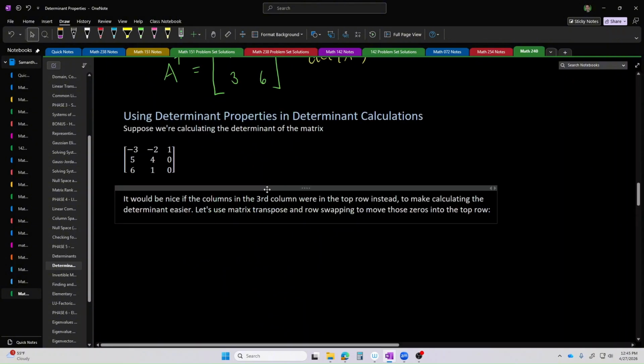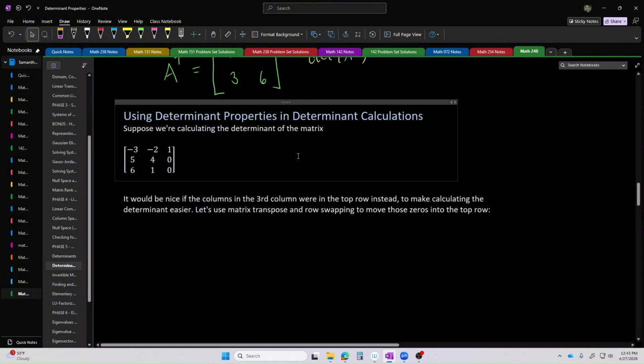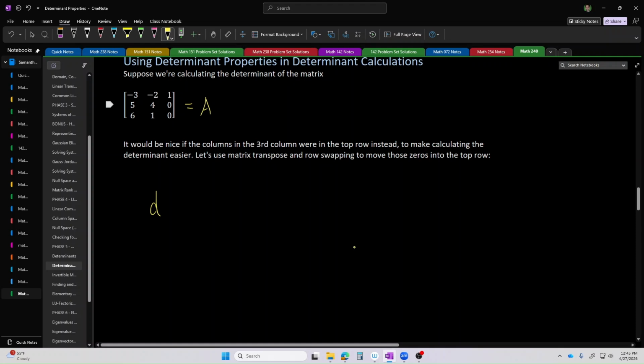Now in this case, we do not have zeros in the top row, unfortunately. But we do have zeros. They are in, right now, the third column. So let me try and do some matrix operations to get these zeros from their current position in the third column to a more useful position in the top row. Call this matrix A for short.